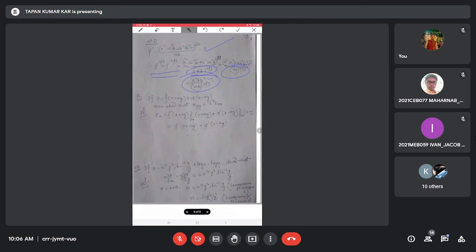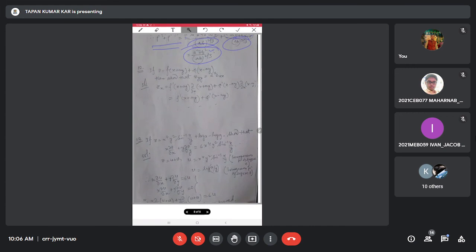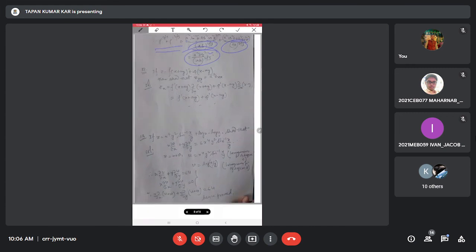Okay, next one more example. Z equal to f of x plus a y plus phi of x minus a y, so that z y y equal to a square z x x. This is a simple example, still as it is in functional form, that's why I have chosen it.